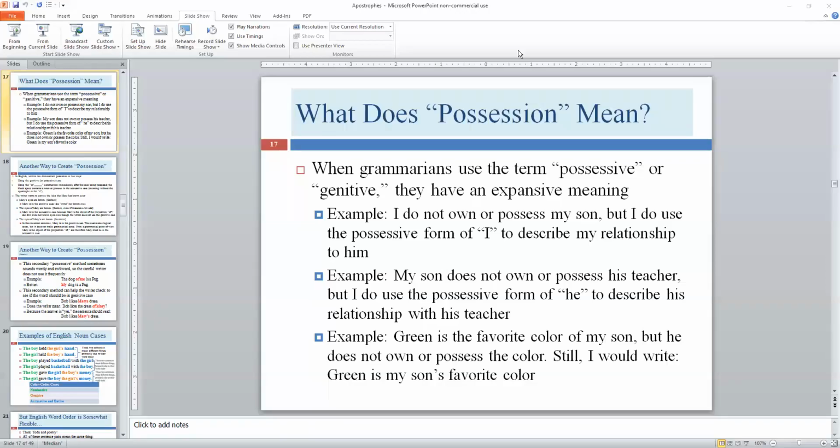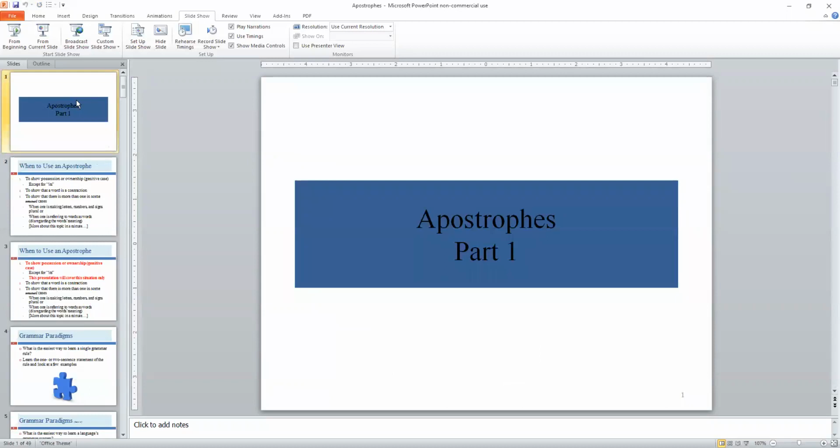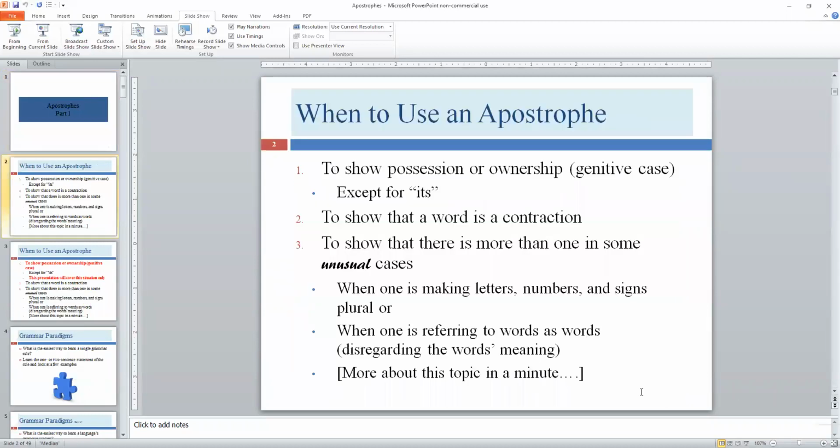Welcome to our second lecture relating to apostrophes. Let's just do a brief summary of what we learned last time. Again, this is a presentation about apostrophes. There are 3 times primarily that we use apostrophes in written English. And the one we're going to focus on today is going to be talking about the topic of possession or ownership, or when a noun has a relationship with a noun, and we characterize that by using the genitive case.